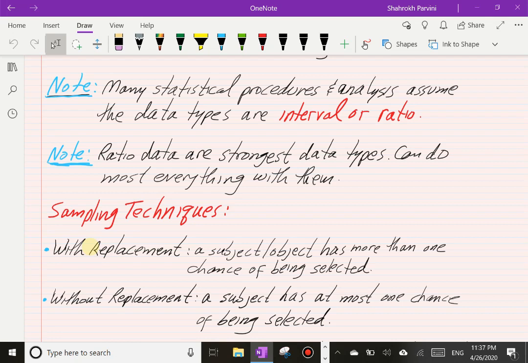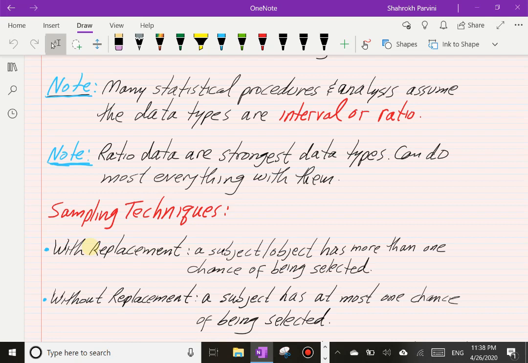Let's say you select a subject from the population. You record whatever it is that you want to collect of that information. You collect that information, and then you put that person, that subject, that item back into the pool of available subjects. And then that subject actually has another chance of being selected again. So that's sampling with replacement. So you take the subject, you put it back in.